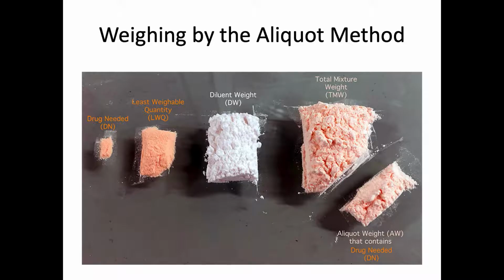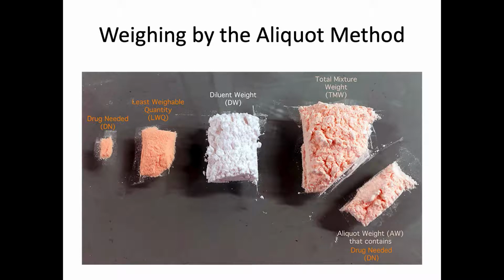Okay, so starting at the far left of this image, that little bit of orange has above it the words drug needed. So that's the amount we actually want of our active ingredient. Okay. The problem is, you can see, that amount is much smaller than the pile next to it that says least weighable quantity. So that much larger amount of that same orange powder is helping you visualize my scale. I'd have to weigh that amount to be able to accurately say this is the right weight. But that's way more than I need. Look at this much smaller amount of drug needed. So you can't weigh it directly.